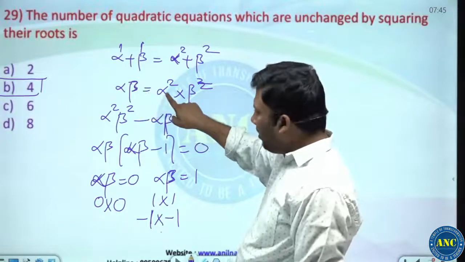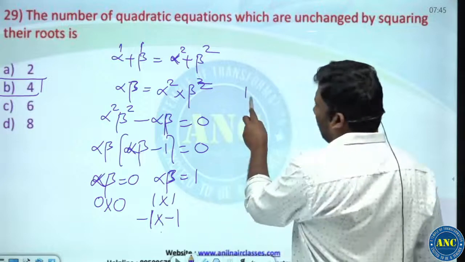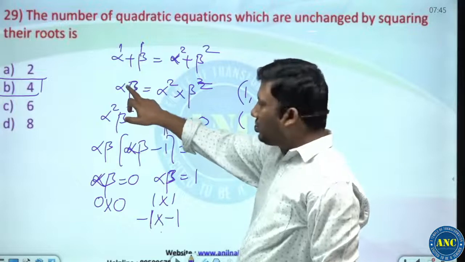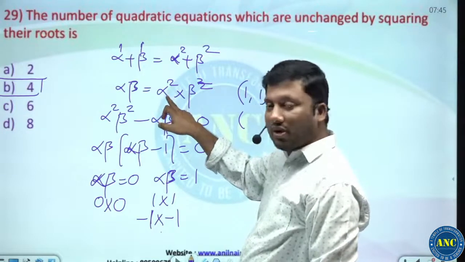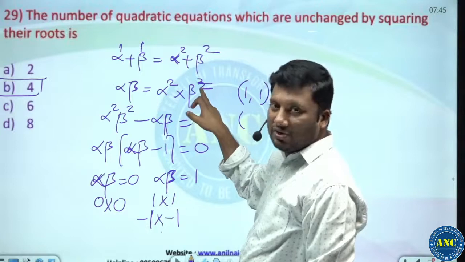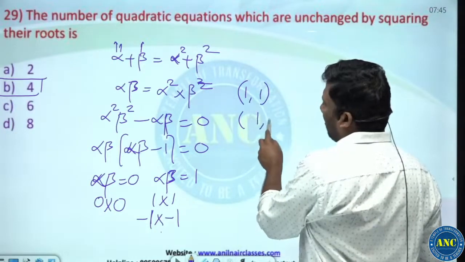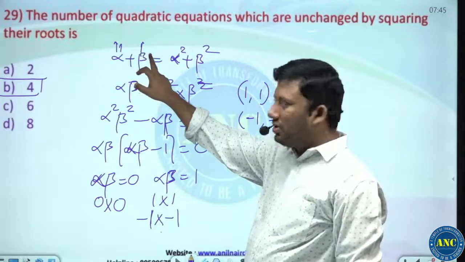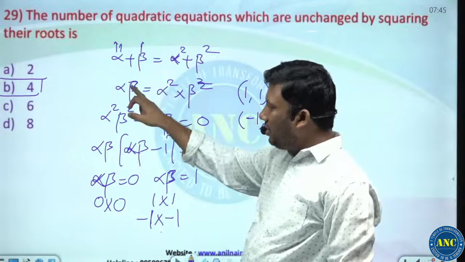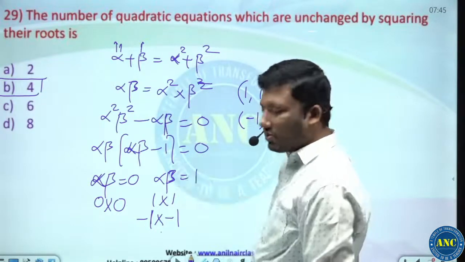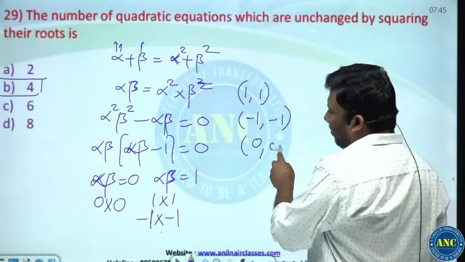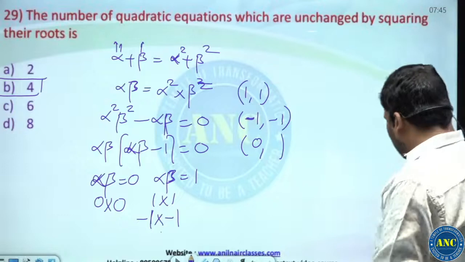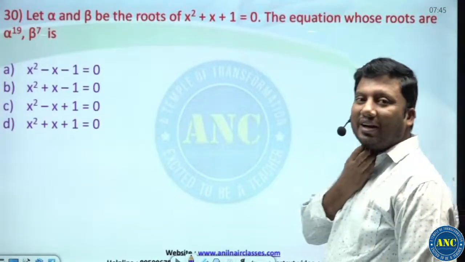1 into 1 is 1, so 1 comma 1 will satisfy this equation. Suppose minus 1 into minus 1 is 1; minus 1 square is 1, so minus 1 comma minus 1 will satisfy this equation. Alpha 0, beta 0: 0 plus 0 is 0, 0 square plus 0 square is 0, 0 into 0 is 0. Like this, find out all the possible equations. 3 I already found out. Check what the next value is. I hope the idea is clear.